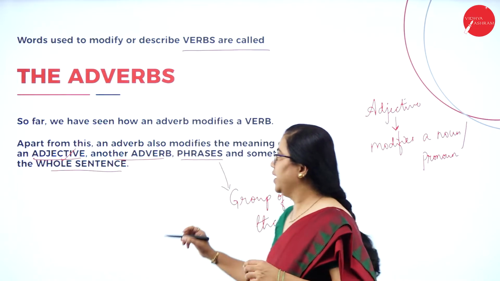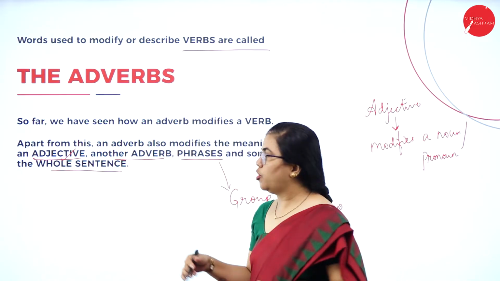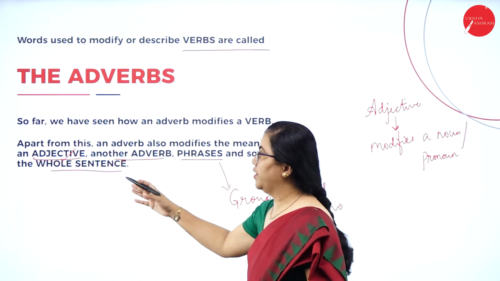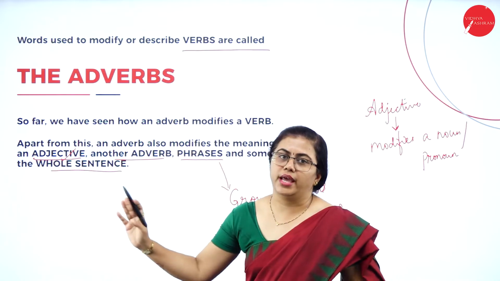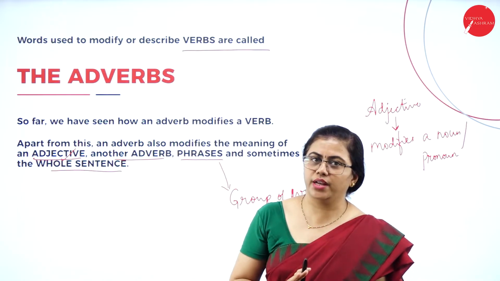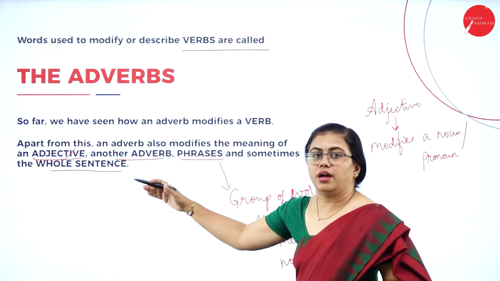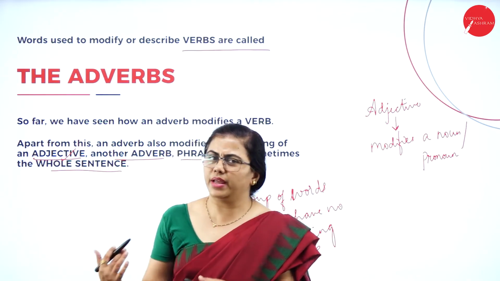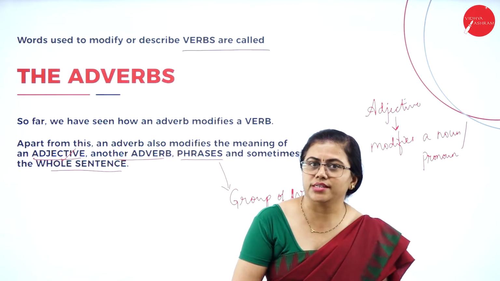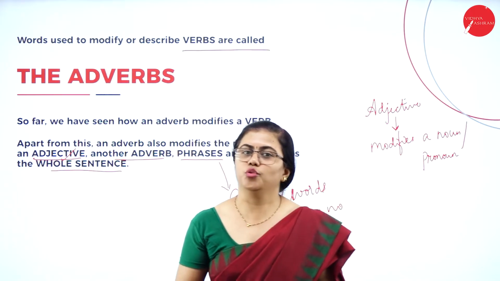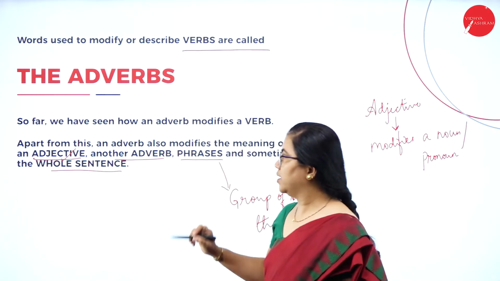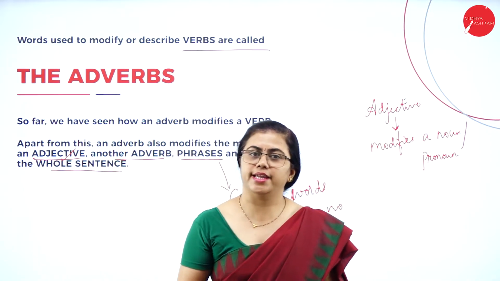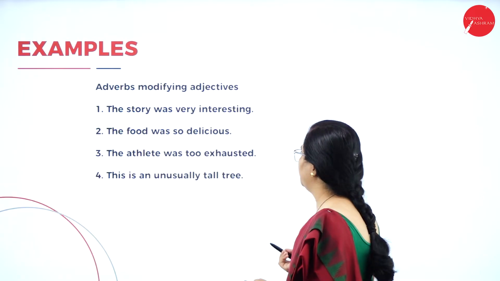Modifying a phrase is very rare, whereas modifying a sentence is very common. So an adverb can modify an adjective, another adverb, or a whole sentence. Fine. So this we have additionally known now. We have to see a few examples, because only by reading the definition I am not able to understand. Let us see first how the adverb modifies an adjective. So let's begin now.